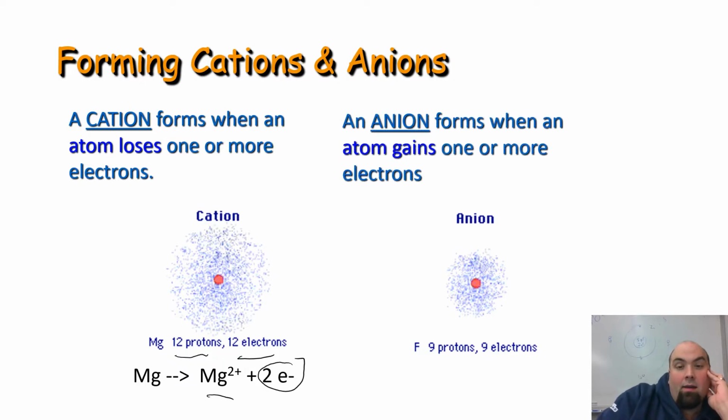And an anion forms when you gain an electron. So fluorine normally has 9 protons and 9 electrons, so it's got no charge. If you add an electron, now you get fluorine minus.